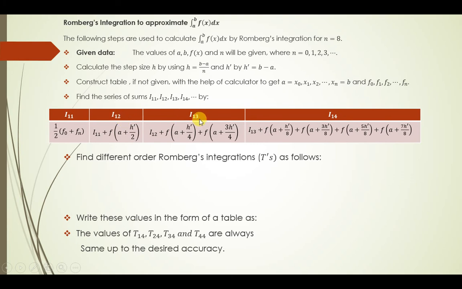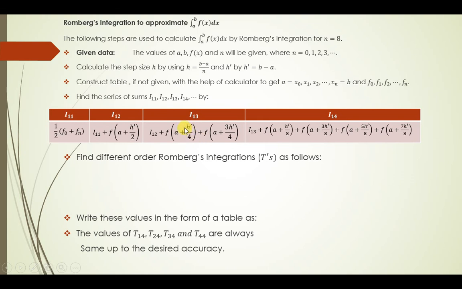Thirdly, we need to calculate I13. How could we calculate I13? I13 will be calculated by this formula: I12 plus f of a plus h prime by 4, where earlier it was h prime by 2, plus f of a plus 3 h prime by 4.